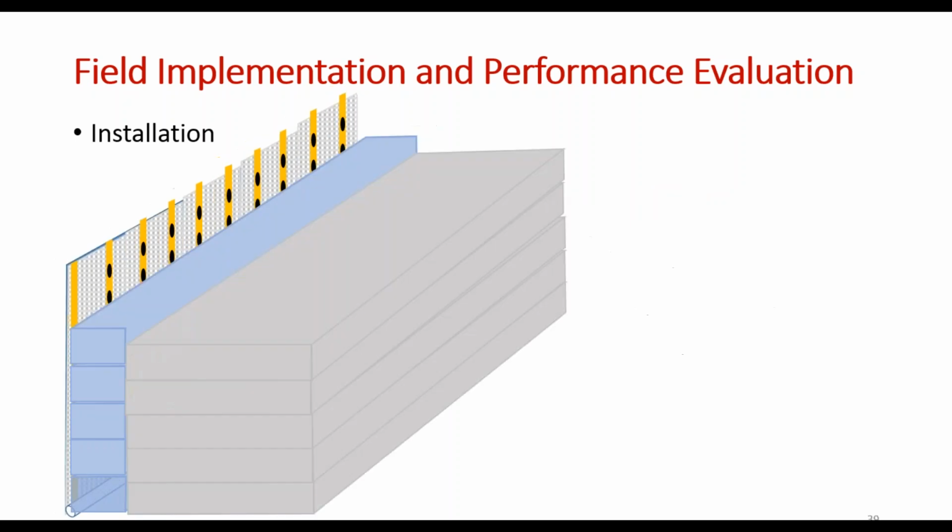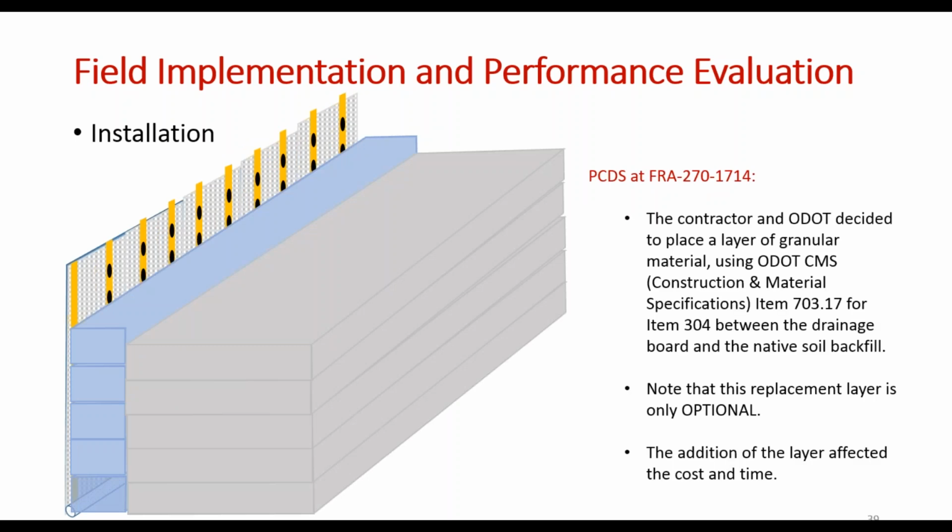However, at the site where we did the test, the contractor and ODOT decided to place a layer of granular material between the backfill and the wall. They wanted to have better support for the approach slab, but this is only optional. So this should not apply to all cases. For most cases, you don't need this layer. If you have this replacement layer, you increase the cost, and you also increase the time.